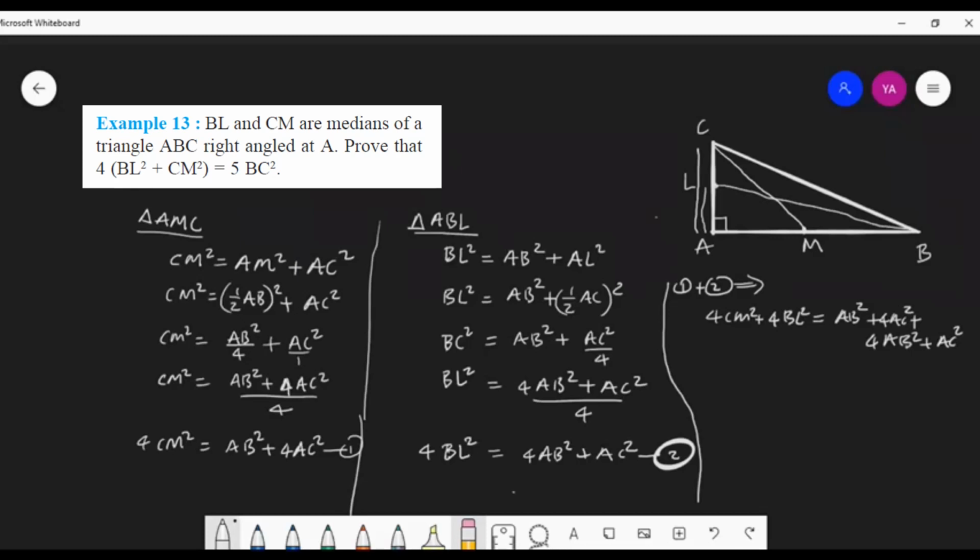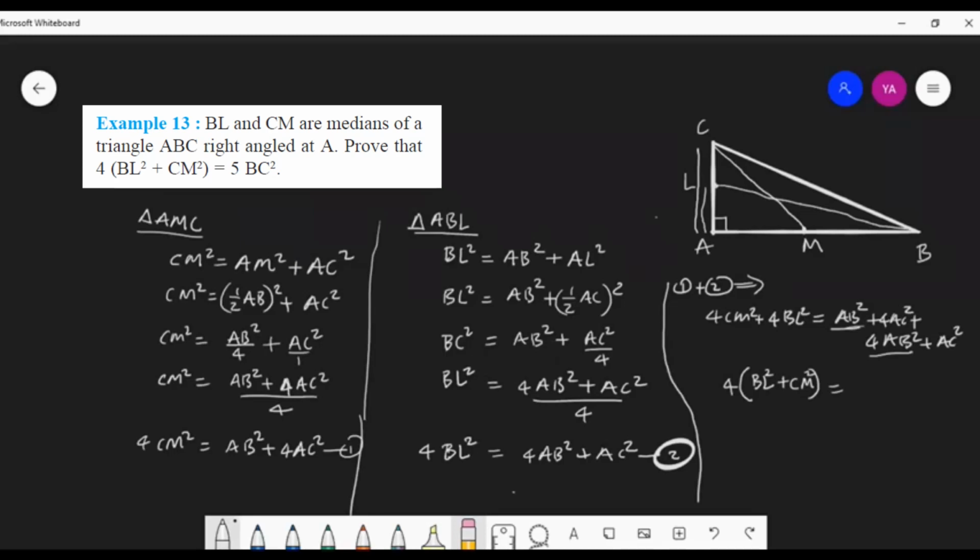Okay, now you add the LHS. 4 we can take outside the bracket, right? So how will it come in LHS? 4 times CM square plus BL square. Addition is commutative, so I just turn it: BL square plus CM square inside the bracket. So in the given statement it is like so.